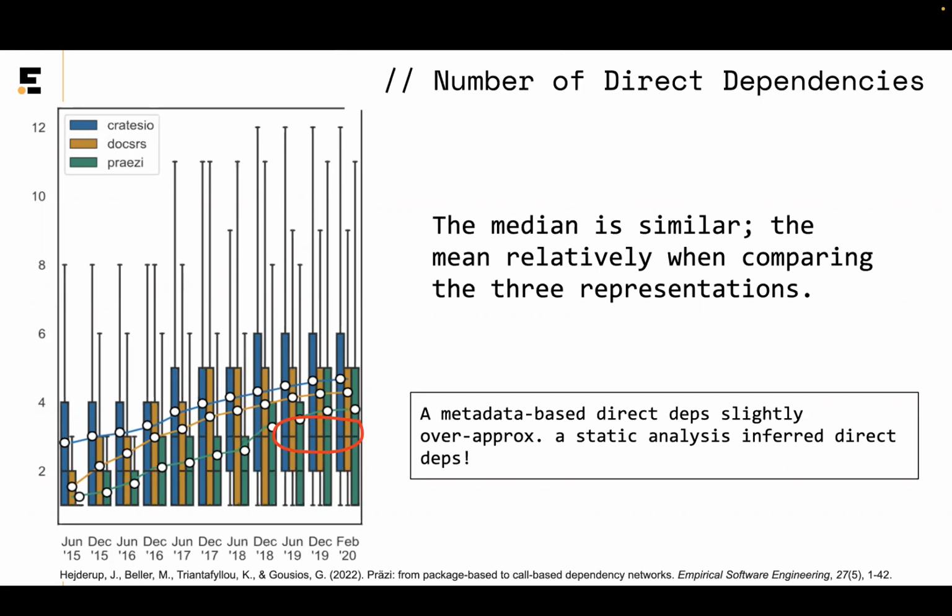But as you can see in the rendering that I put here, which shows the median, if you look into recent years, whether you're using the metadata-based or even the call-based approach, it's in general similar. So if they are roughly the same, we can say that if you're declaring a direct dependency, you're most likely also using it. So all 3 networks are closely approximating each other.